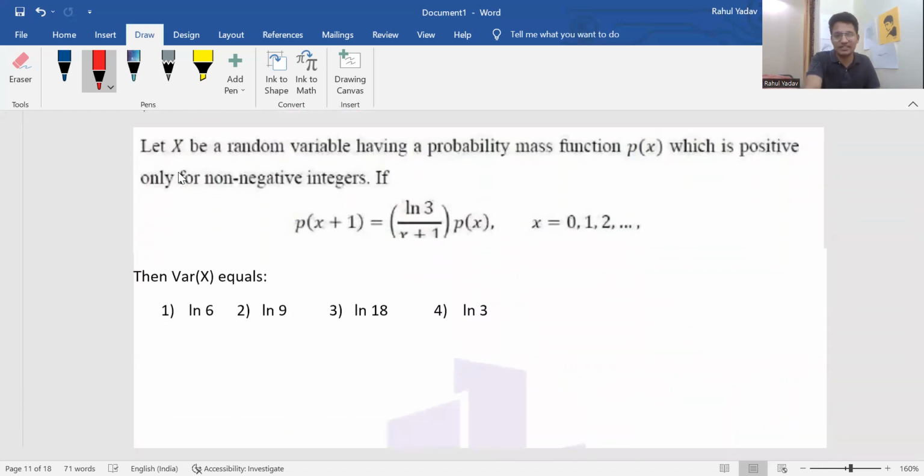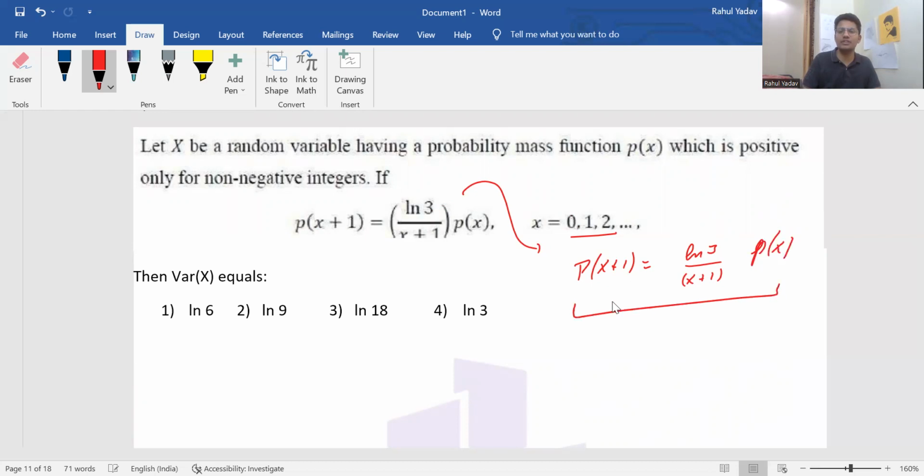I can see that this is a very well-known function. Before going to the problem, remember that this is a random variable taking values from 0 to infinity. The probability function, or recursive relation, is given as probability of X plus 1 equals ln 3 divided by X plus 1 into probability of X.